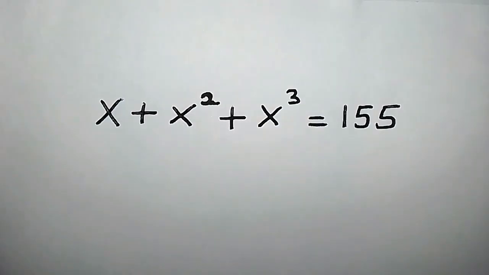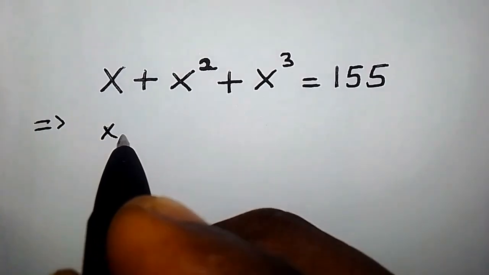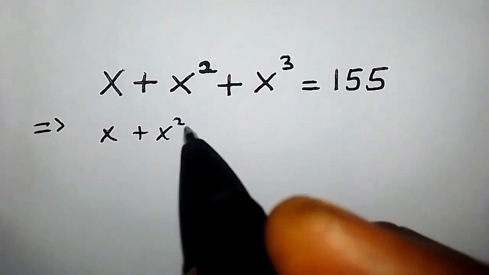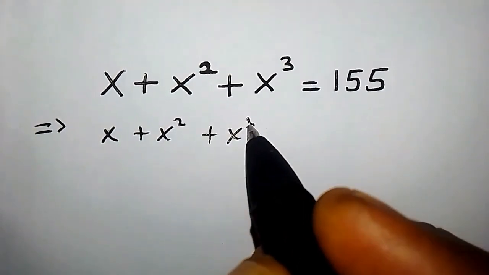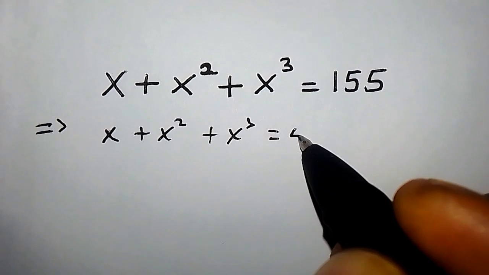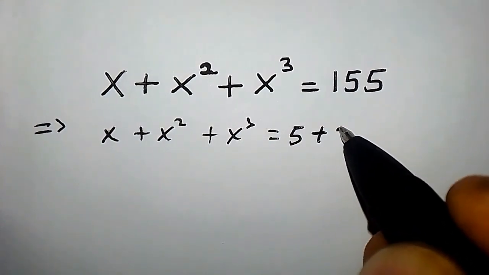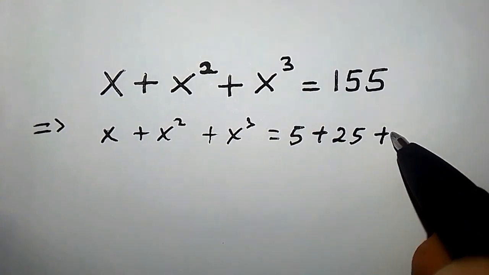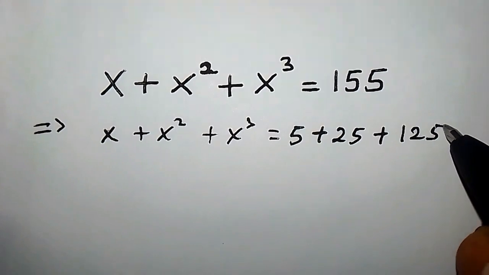Hi everyone, how do we solve this cubic equation? x plus x squared plus x cubed equal to 155. x plus x squared plus x cubed is equal to 155 could be written as 5 plus 25 plus 125.